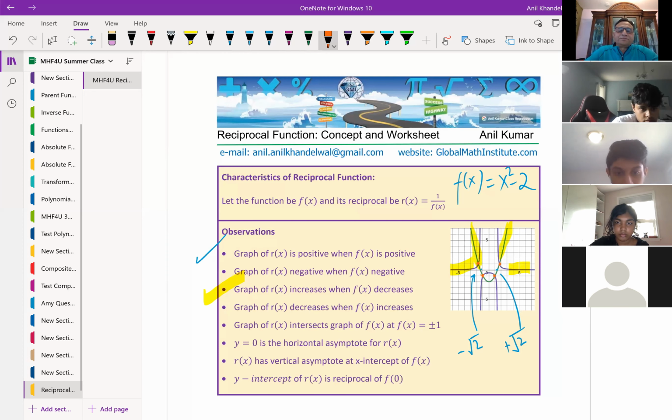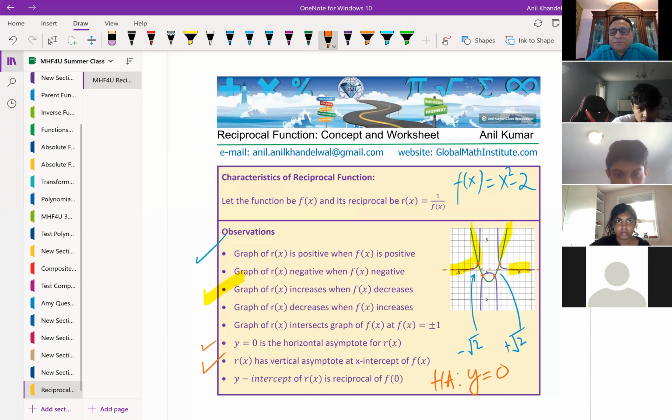Y equals 0 is the horizontal asymptote for R of x. Simple. You don't have to think. You know 1 divided by the function. If the function is going to be very large, then the reciprocal is going to be very small, approaching 0, correct? It will never be there. That means there's always a horizontal asymptote at y equals 0. Therefore, I will always draw a horizontal asymptote to begin with if I have to sketch a reciprocal function. Is that clear to everyone? Yes, sir. Next point.